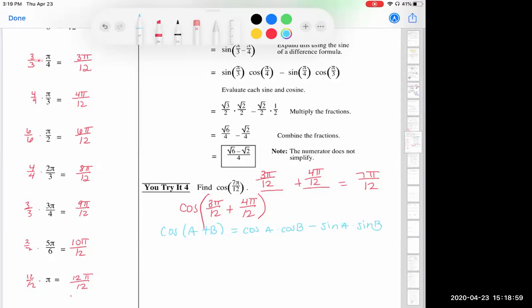And that's our cosine sum formula. So if we let this be A and we let this be B, let's go ahead and make that substitution. So cosine of 3 pi over 12 times cosine of 4 pi over 12 minus sine of 3 pi over 12 and sine of 4 pi over 12.